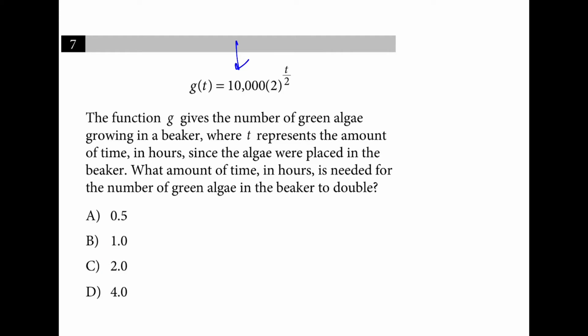So this is our initial value, this is our growth factor, and then this is the part we put in the amount of hours. So if you put in 2 for t, that's 2 over 2, which is 1, and that 10,000 will have been multiplied by 2 to the first power, or 2. So 2 hours will double the initial value.